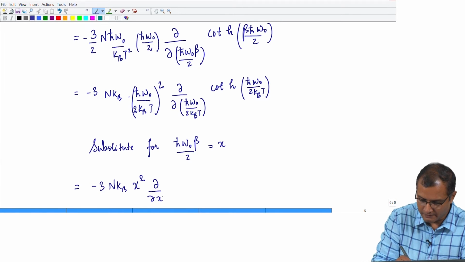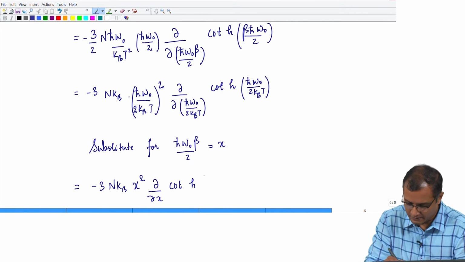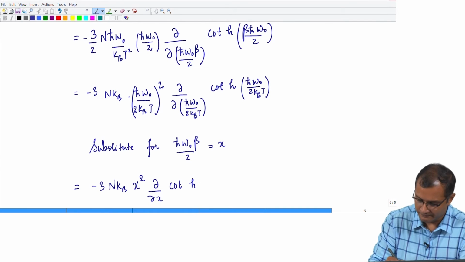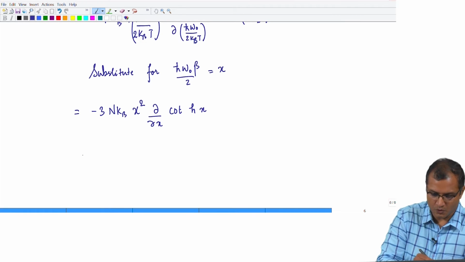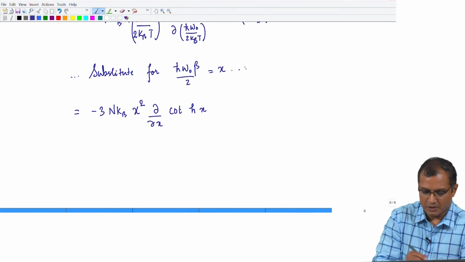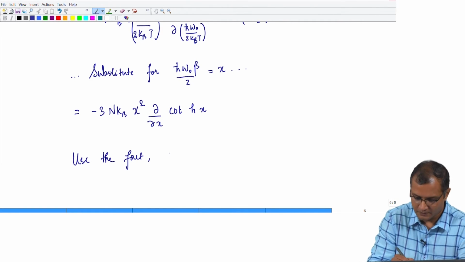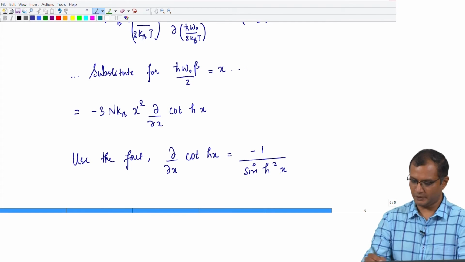Del by del x square, del by del x of coth x. So, I think it has already made life easy. Okay. And it is known, I am just going to use the fact that the derivative of coth x is nothing but minus 1 upon sinh square x. Okay, it is known.